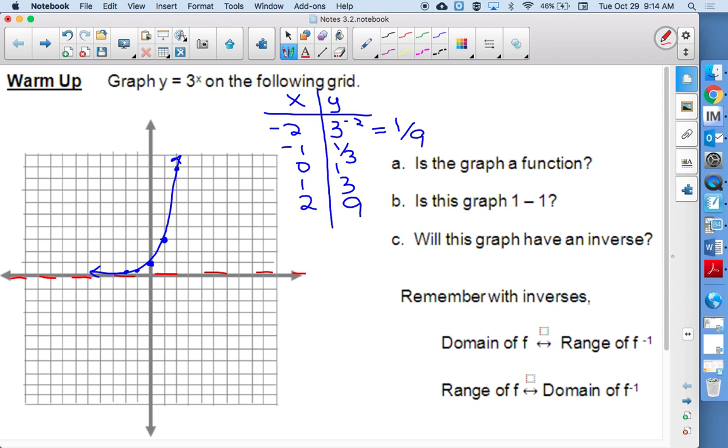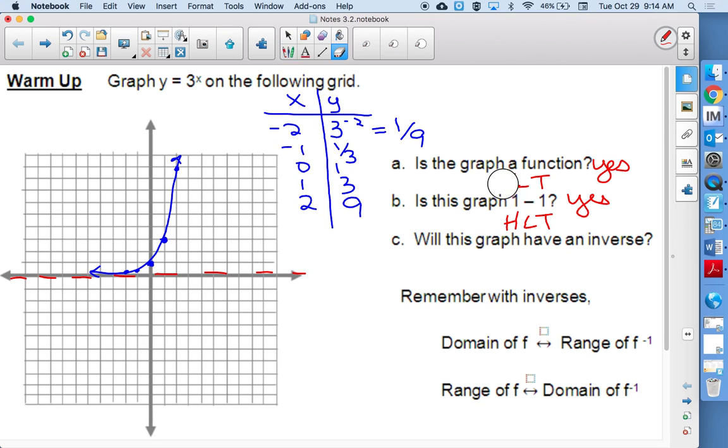So it says, is this graph a function? Barry, is this graph a function? Yes, because it passes the vertical line test. The second question, is the graph 1 to 1? Dylan? Yes, because it passes the horizontal line test. So vertical line test, and then the horizontal line test.